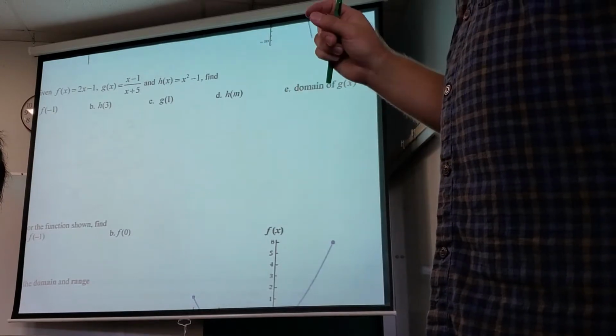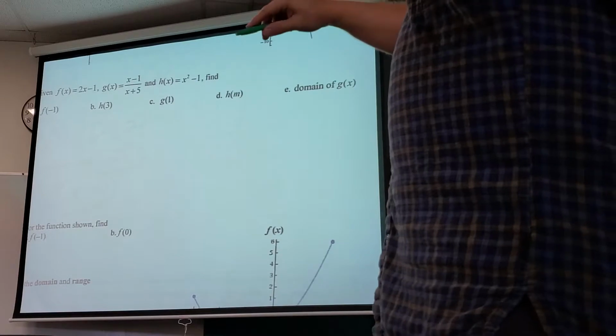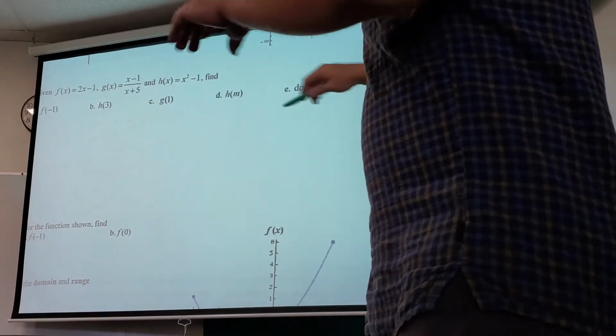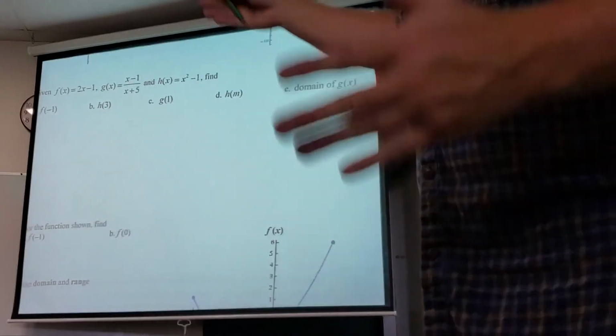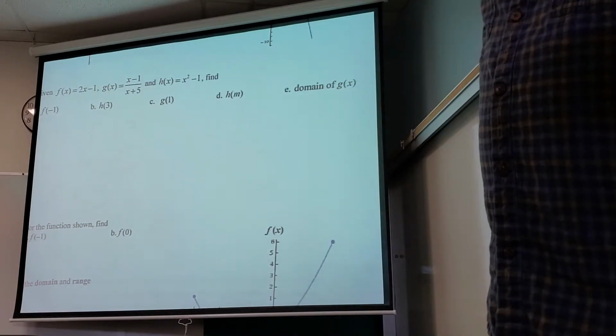So you could write negative infinity to -5, union, -5 to infinity. Or I would take in English all real numbers except -5. Does everybody see why -5 freaks it out?